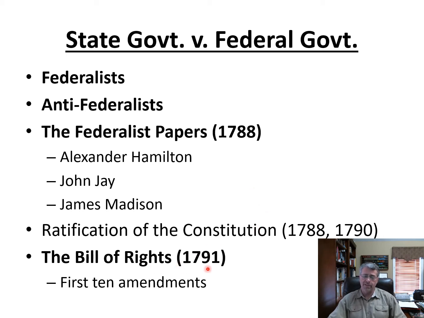And so in 1791, just shortly after the Constitution was ratified by all the states, one of the first acts of Congress was to draft a Bill of Rights, which became our first 10 amendments. And we'll take a look at some of those here in just a second.